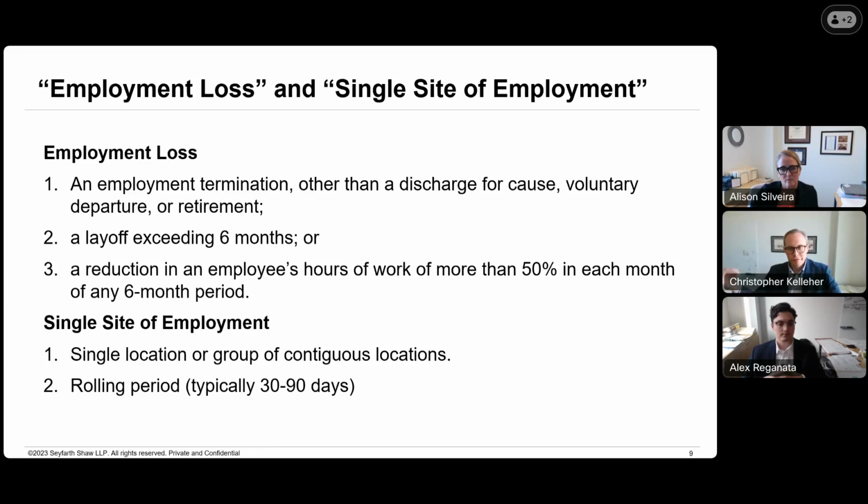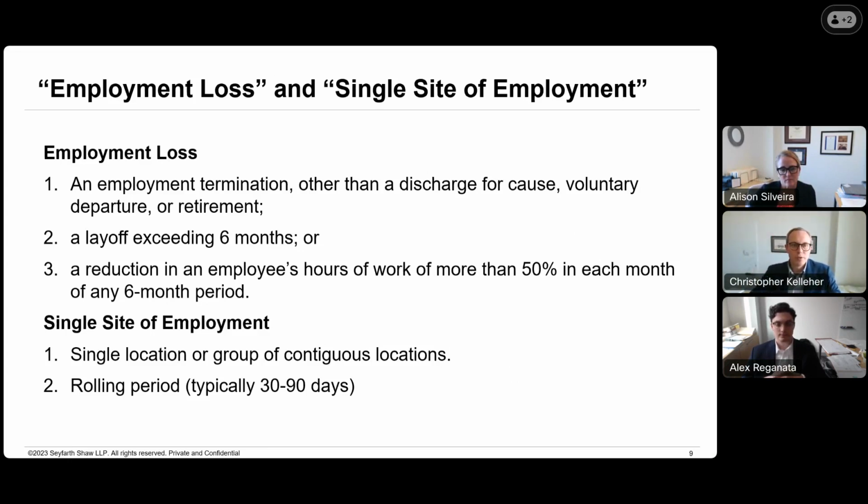There are a couple defined terms that I was throwing out there when I was going over mass layoff and plant closing that I'll just address here. Employment loss is an employment termination other than a discharge for cause, voluntary departure, or retirement. It's also a layoff exceeding 6 months, as we discussed, and a reduction in employees' hours of work of more than 50% in each month for any 6-month period, as we discussed. So that's a defined employment loss term.